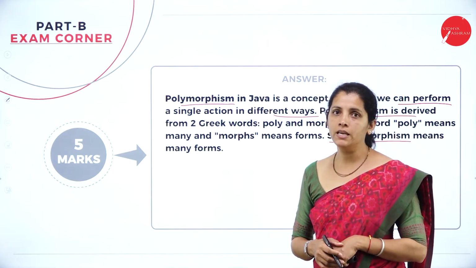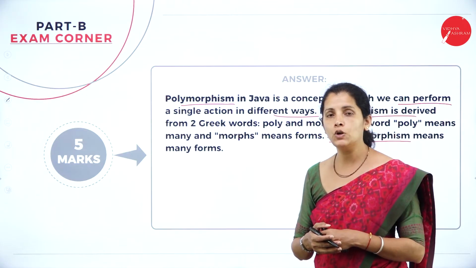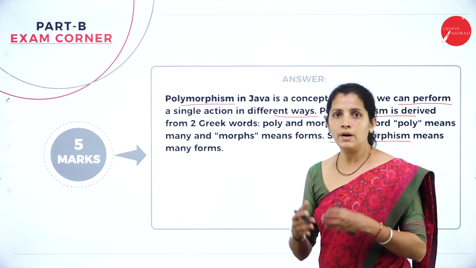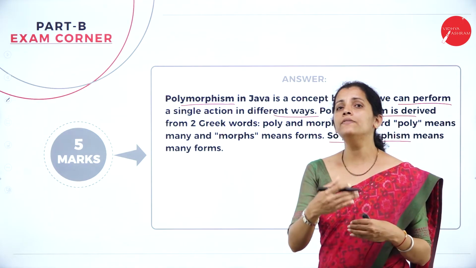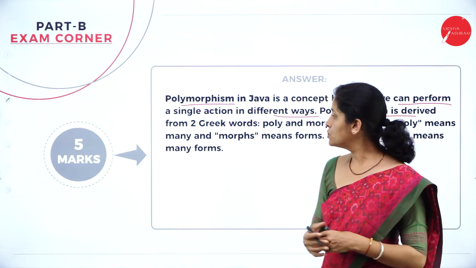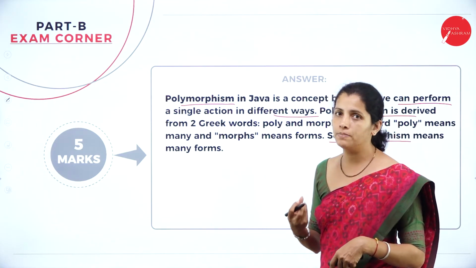If you consider me, I'm going to handle Java as well as .NET. So, the person is the same but capable of handling different subjects. So, it means many forms, in the sense that I'm handling many subjects.